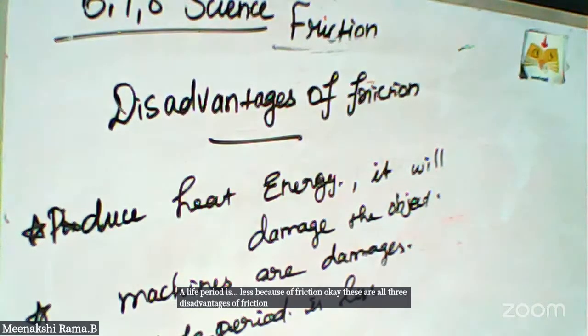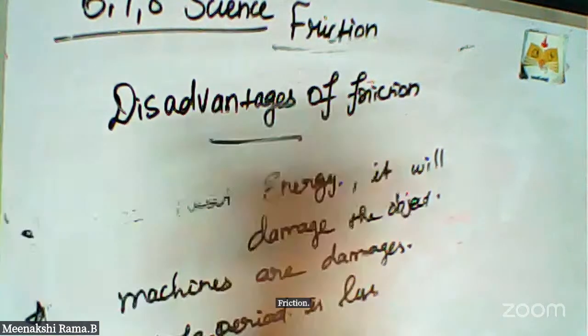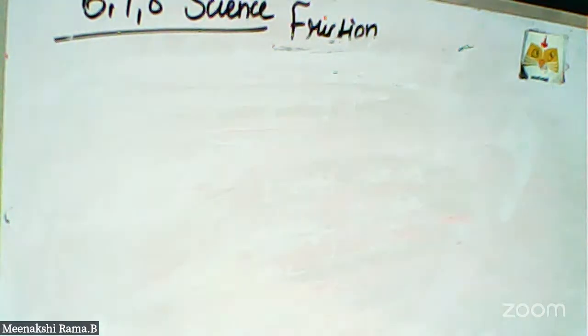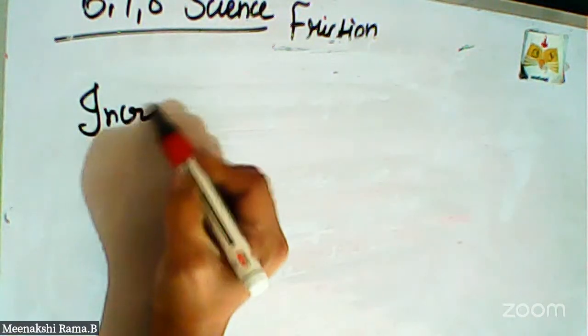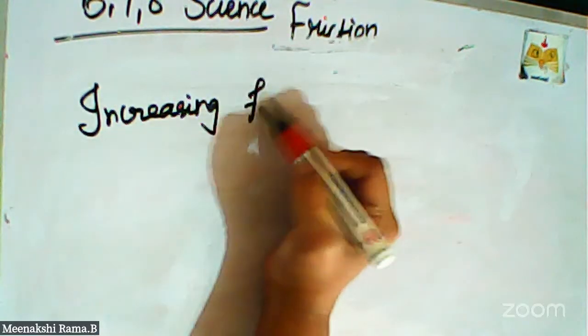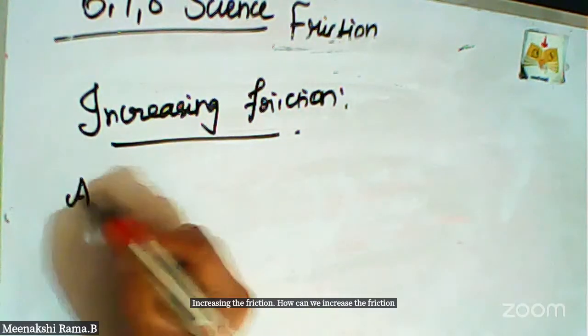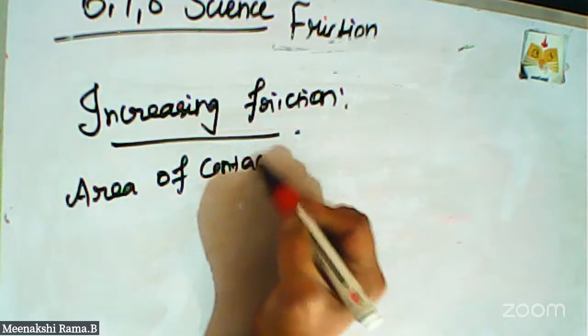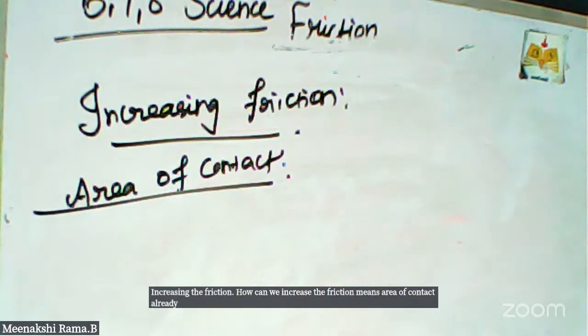Okay, what is increasing and decreasing of friction? One is area of contact, using lubricants, and using ball bearing. How can we increase the friction? We increase friction by area of contact. We already studied the concept. Area of contact.